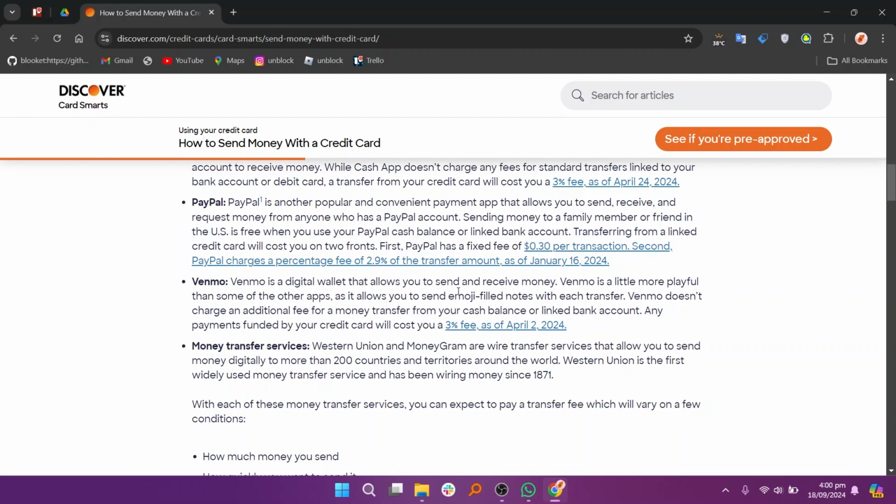The transfer may take a few business days to process, depending on the service and processing times. Keep in mind that using a credit card for such transfers might incur fees and interest charges, so review the associated costs with both the payment service and your credit card issuer.